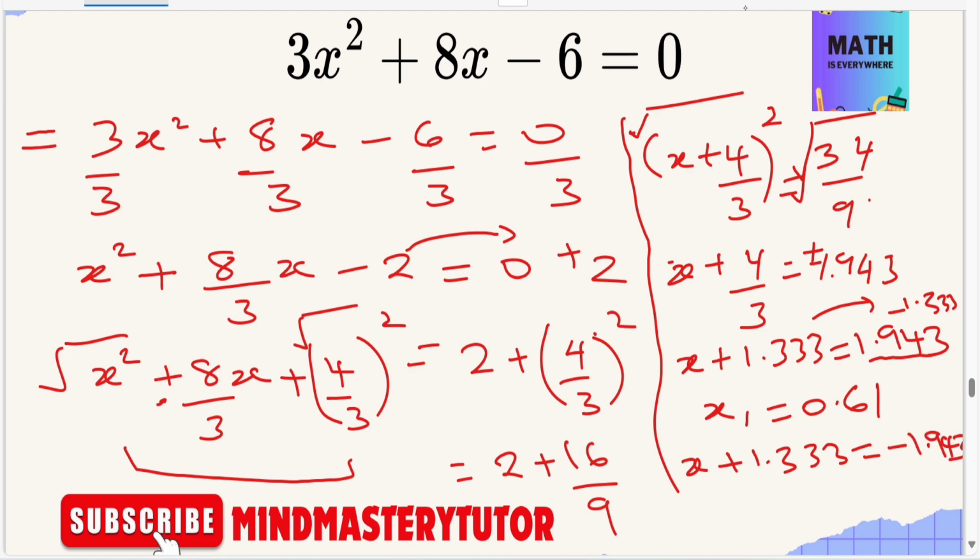So x yako ya pili equal to minus 1.943 minus 1.333. So it gives you around negative 3.276, and both of them are your answers. So if you have time, use the other method to solve this one. So this is your answer. This is also your answer. So just let's continue.